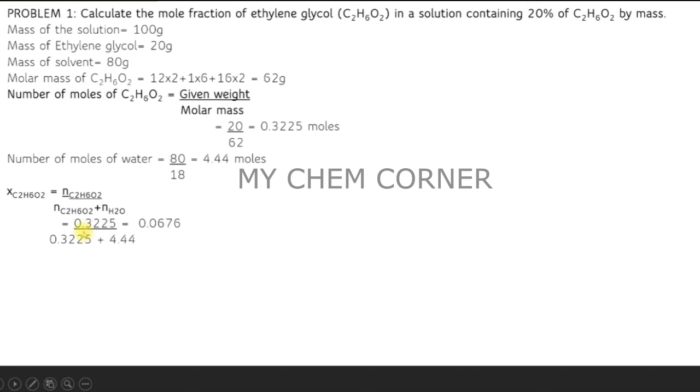Once you've substituted it, you have to calculate this entire thing and you'll get your answer as 0.0676 as the mole fraction of ethylene glycol. So that is your answer for this particular question that says calculate the mole fraction of ethylene glycol in a solution. You start with molar mass, then you calculate the number of moles, and then you put the values into the mole fraction formula to get your answer. So it's a 3-step process: molar mass, number of moles, and then mole fraction.